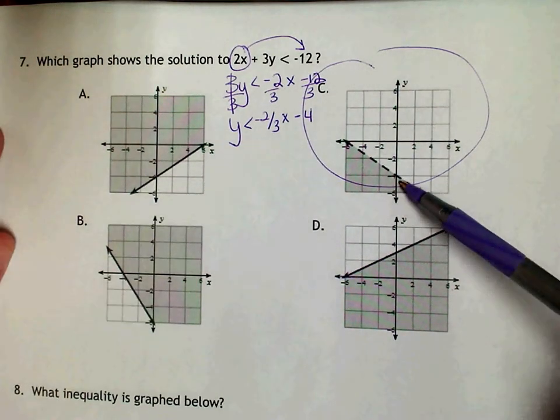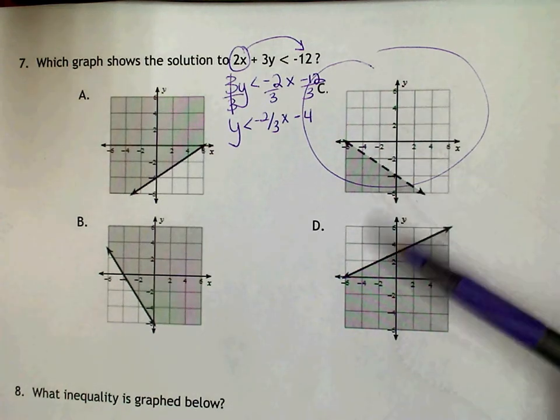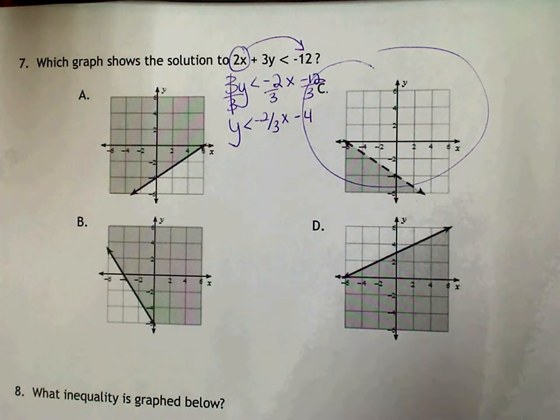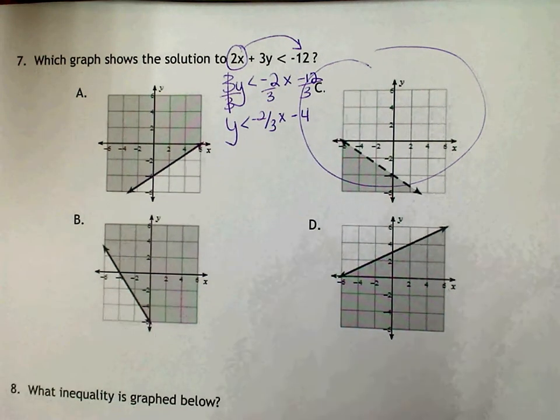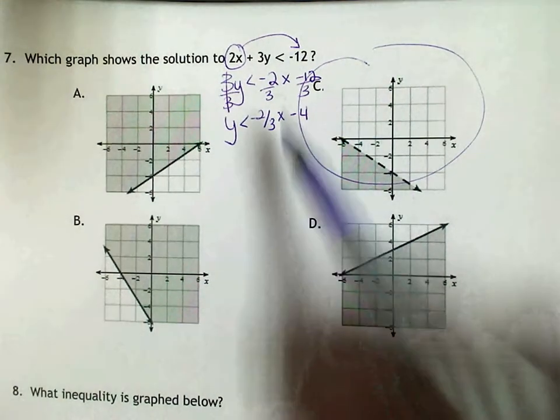Because if there was another dotted one, then I wouldn't be able to just pick out the answer. Okay, so you got lucky on this one, but that's not the way it is on the test, so make sure that you do this work.